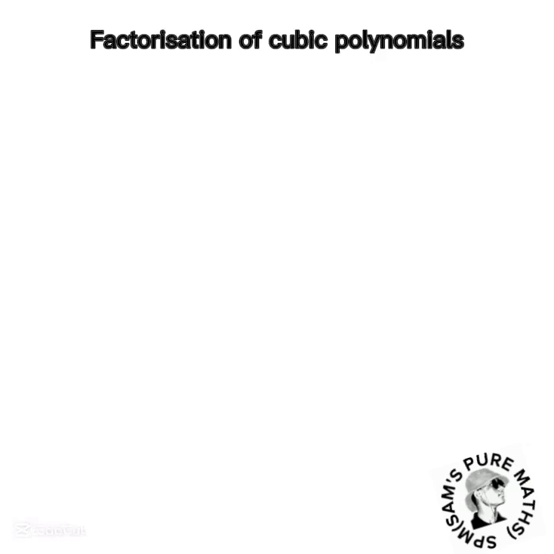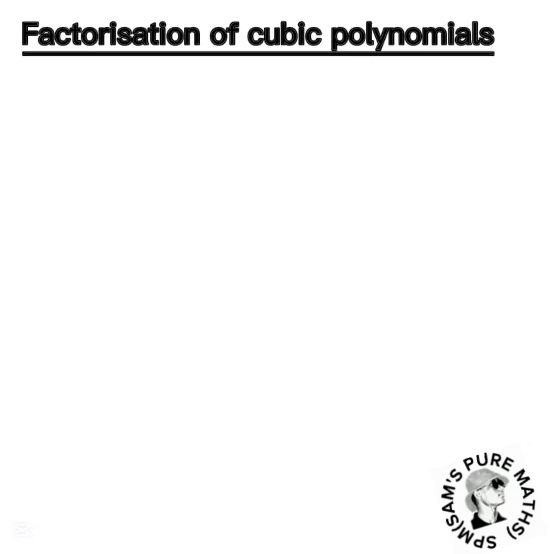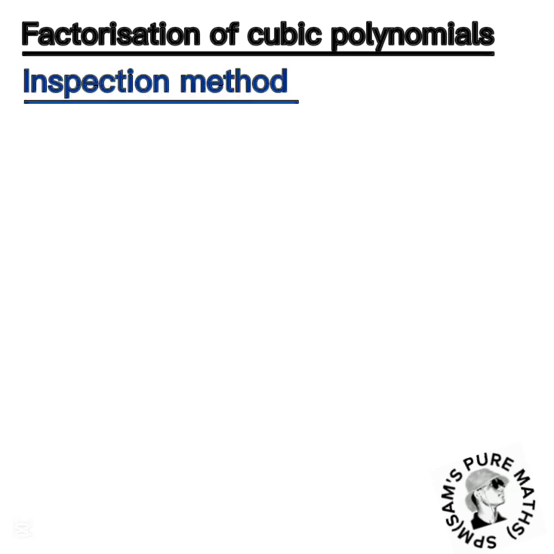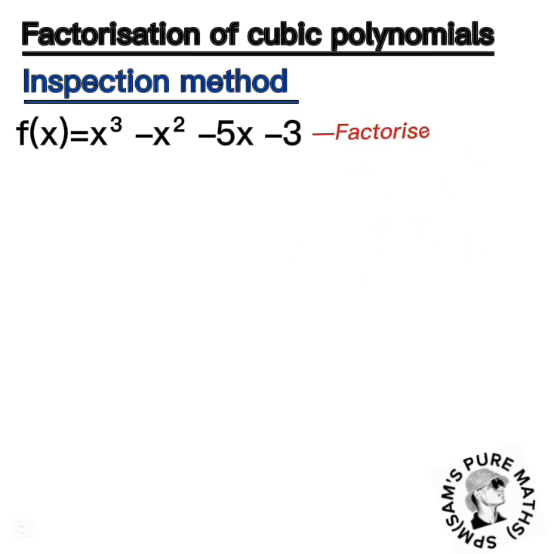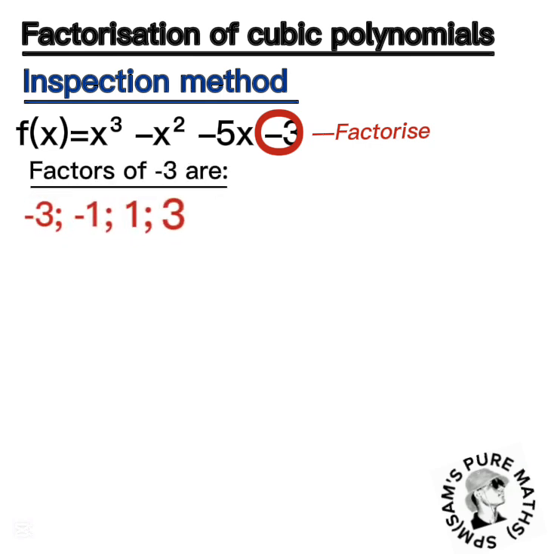Factorization of cubic polynomials. Today we'll be factorizing cubic polynomials using the inspection method. Let's factorize f of x is equal to x cubed minus x squared minus 5x minus 3. For us to be able to factorize this cubic polynomial, we'll first need to find the factors of negative 3. Factors of negative 3 are negative 3, negative 1, 1 and 3.